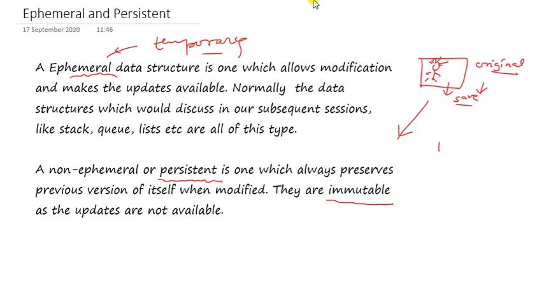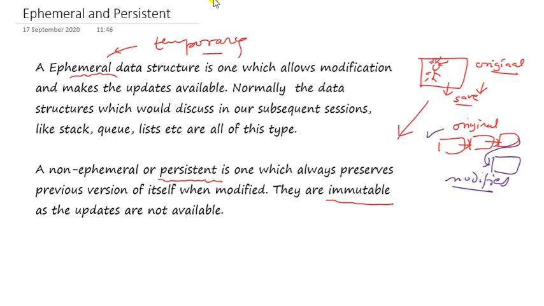So this is a data structure you cannot modify. Even if you modify it, say this is the original linked list you have. When you add a new node over here, and you want this modified thing, with a persistent data structure it is not possible. You will not be able to have this modification. You will only retain the original. That's what it says: it is one which always preserves the previous version of itself when modified.